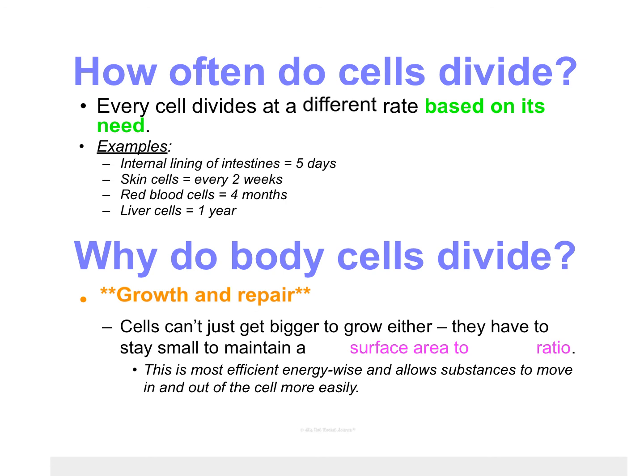And so cells can't just get bigger to grow either. They have to stay small in order to maintain their high surface area to volume ratio. You are not just one giant cell, you're a whole bunch of little tiny cells. So having all of these little cells is the most efficient energy-wise, and that allows substances to move in and out of our cells more easily. If you were one giant cell, there would be very complex and a whole lot of things going on for one cell.